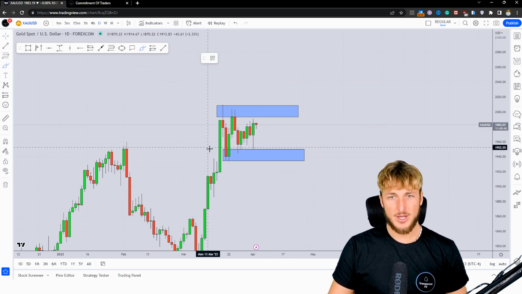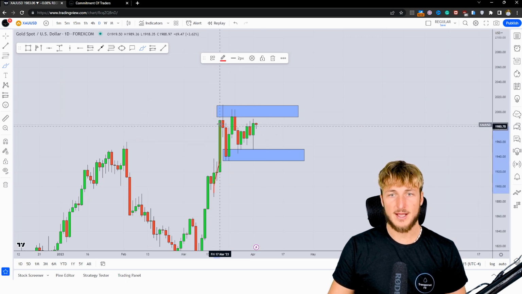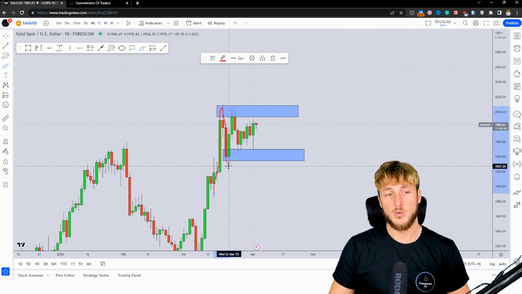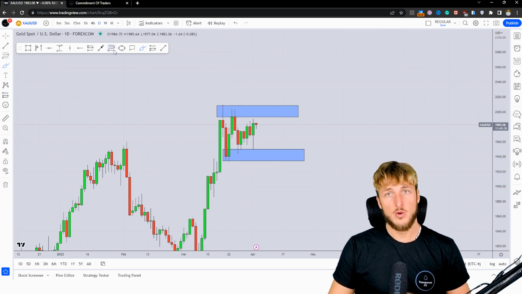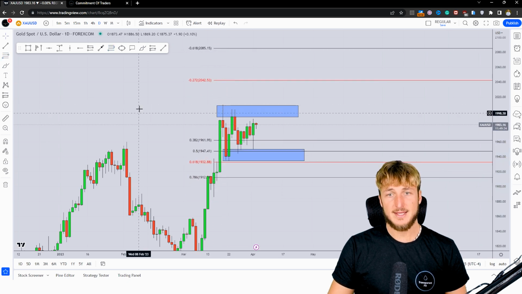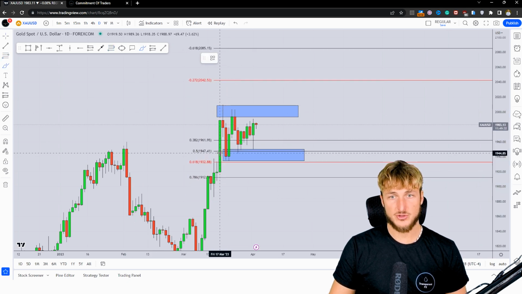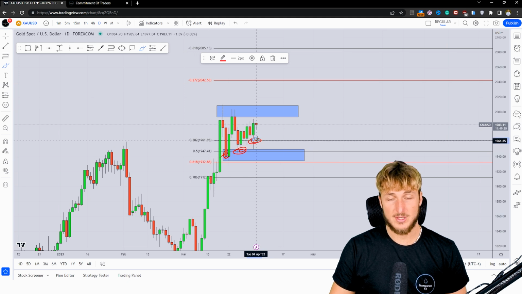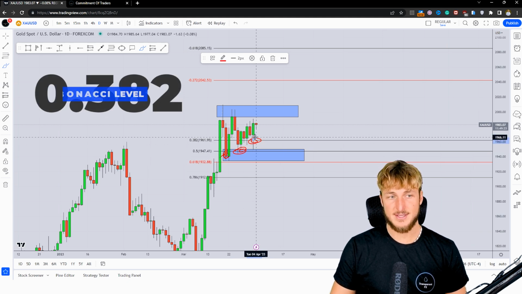Now, if we look at the movement, how everything started, we had a clean impulse and correction. Now, in general, after an impulse, if you want to measure the correction, what you have to do is take your Fibonacci from the low to the high of the impulse. And this shows us how the first correction was to the 50%. Then we had another retracement to the 50%. And then the next one, the market essentially stopped here at the 0.32.